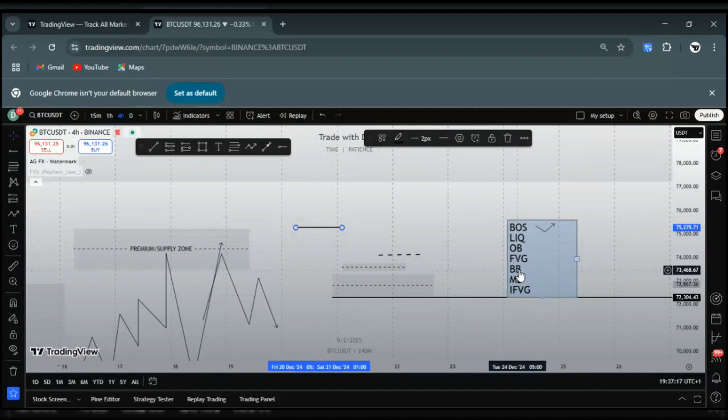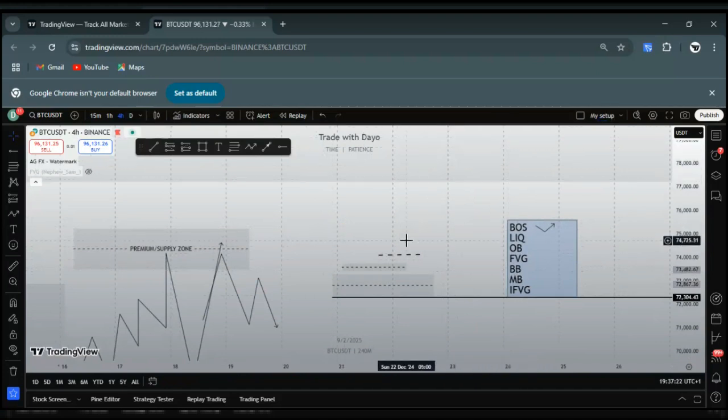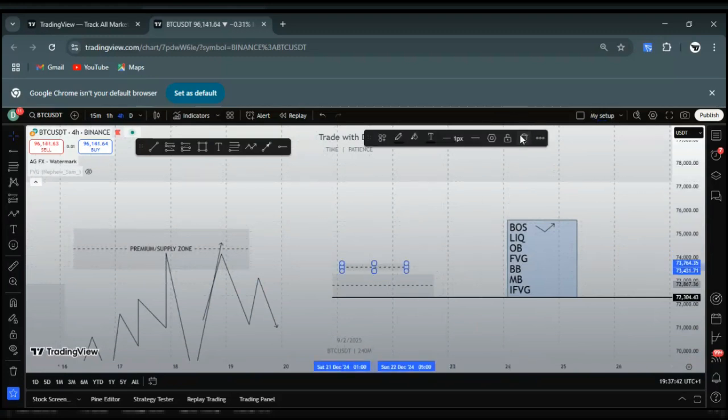A breaker block is an order block that has been invalidated. And when you see something like that, and you see that okay, there is a fair value gap and also there's a new order block zone there, that should give you an upper hand. It should give you the confidence to take trades from there.